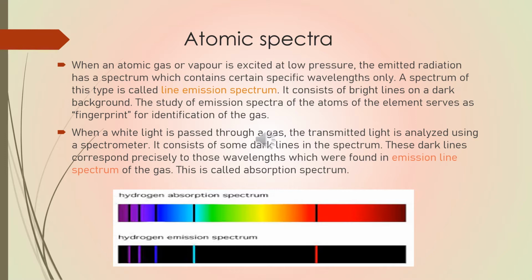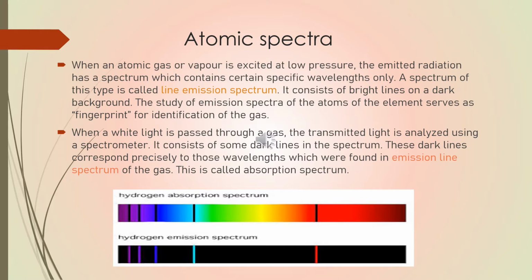When white light is passed through a gas, the transmitted light is analyzed using a spectrometer. It consists of dark lines against a bright background. These dark lines correspond to those wavelengths which were found in the emission line spectrum. This is called an absorption spectrum.